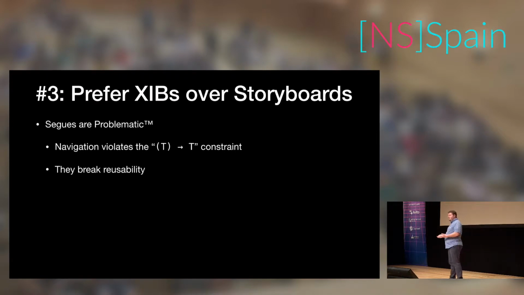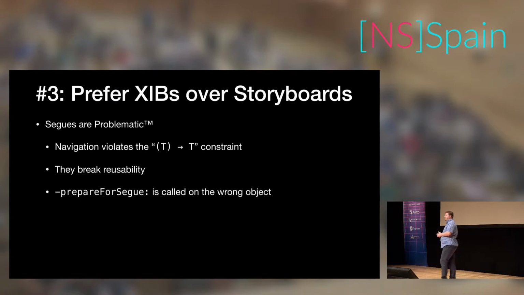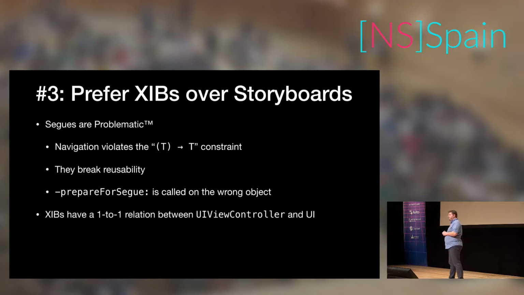And this is partly because prepare for segue is, in my opinion, called on the wrong object. But unfortunately, there's no good way to fix this that I've come up with, so I just don't use segues. And I would argue that as you're getting more into decomposing your UI with view controllers, you will probably end up not using segues either. So what should you use instead? Well, I think you should use zibs.